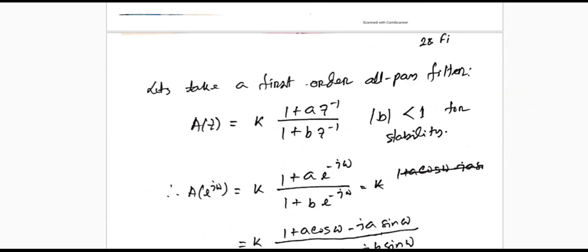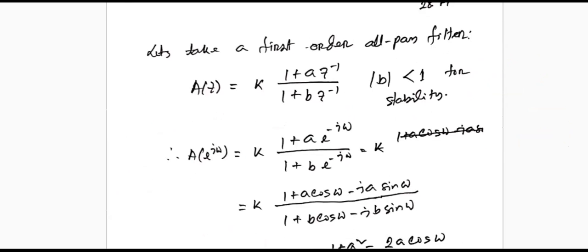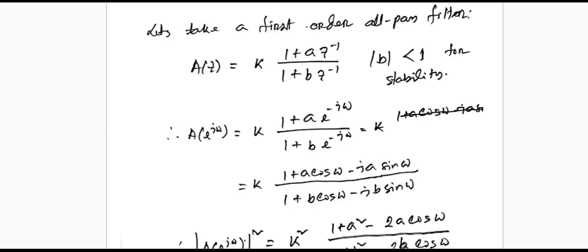Okay, let's take a first order all-pass filter as an example. So we took it, A(Z) equals K times (1 plus A Z to the power minus 1) over (1 plus B Z to the power minus 1). Okay, we can take it here A and B. That shows that, okay, of course there are pole locations and we are setting the zero locations. You know that A is related to the zero location and B is related to the pole location. This is obvious, and that's why B should be less than 1 to make it a stable system.